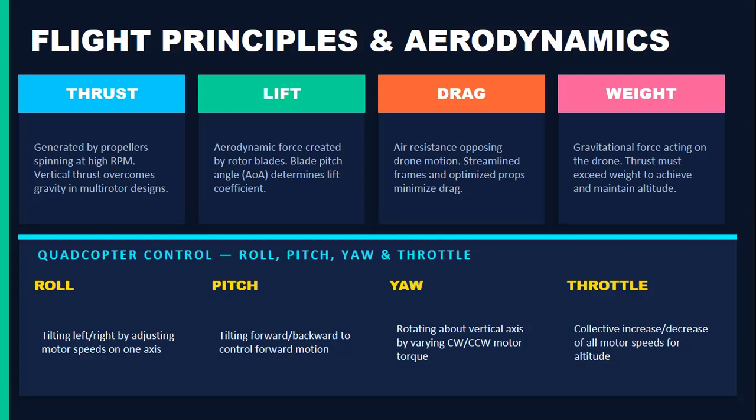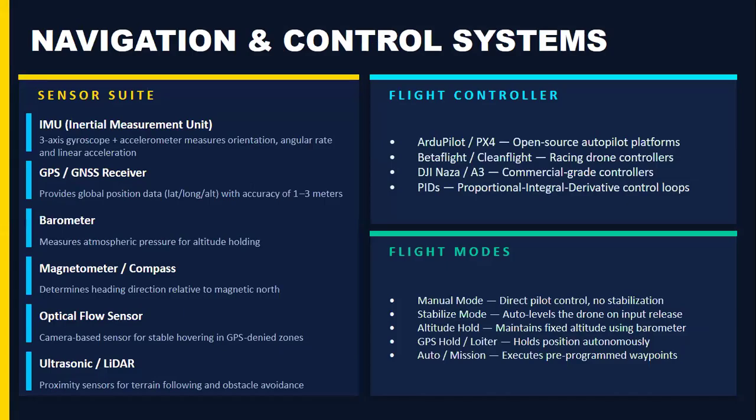Now let us move on to the common navigation and control systems. Modern drones heavily rely on sophisticated navigation systems. The inertial measurement unit combines accelerometers and gyroscopes to measure motion and orientation. GPS receivers provide accurate positioning information. Barometers assist in altitude control, while magnetometers determine the heading direction.